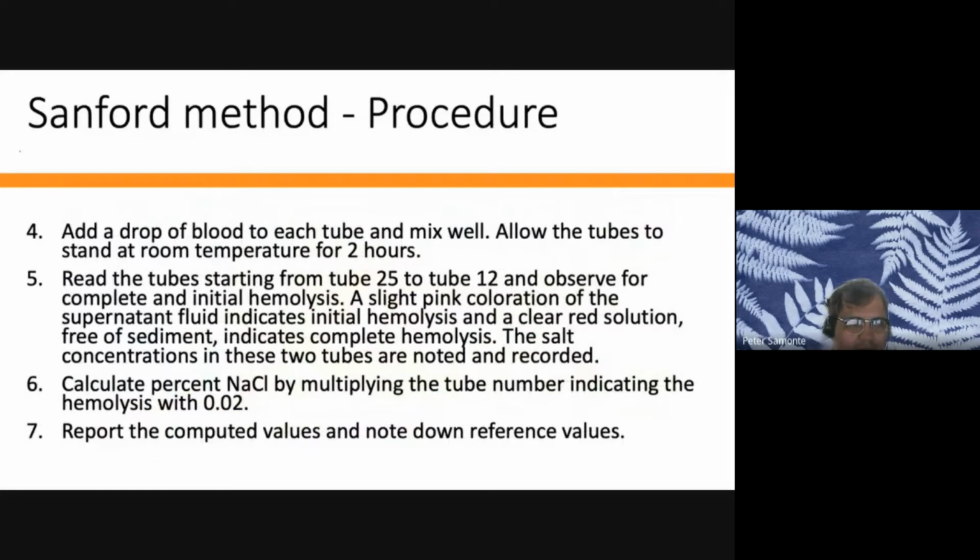After that, class, this would be your stock solutions. Those are your tubes containing sodium chloride and distilled water. The next thing you'll do, class, is you have your 0.5% NaCl, then you add your water. After you've added the drops of sodium chloride and the drops of water, you're now going to add a single drop of blood. So 1 drop of blood.